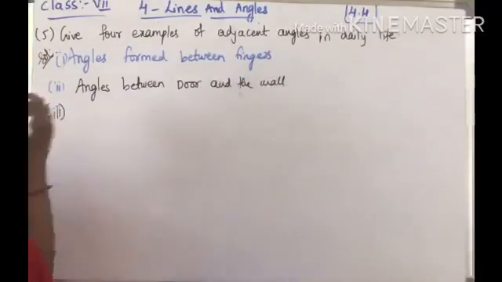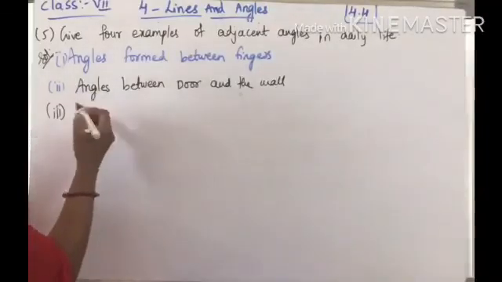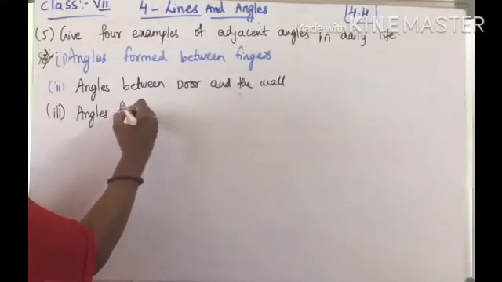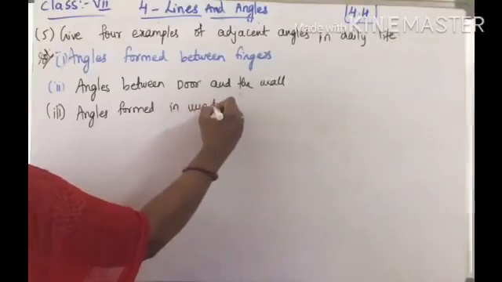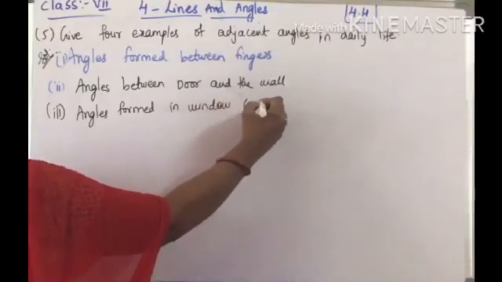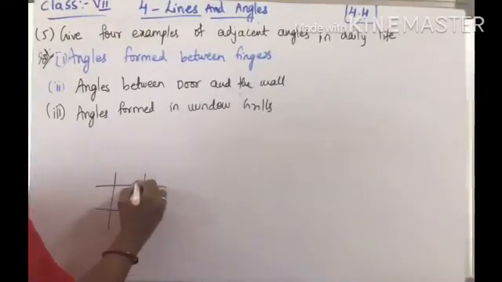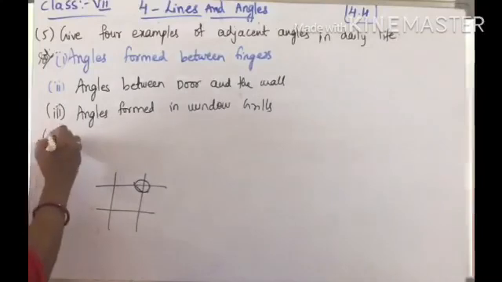Next, angle formed in window grills. So window grills will be like this, isn't it? So these two are adjacent, these two are adjacent like this. So angle formed in window grills.